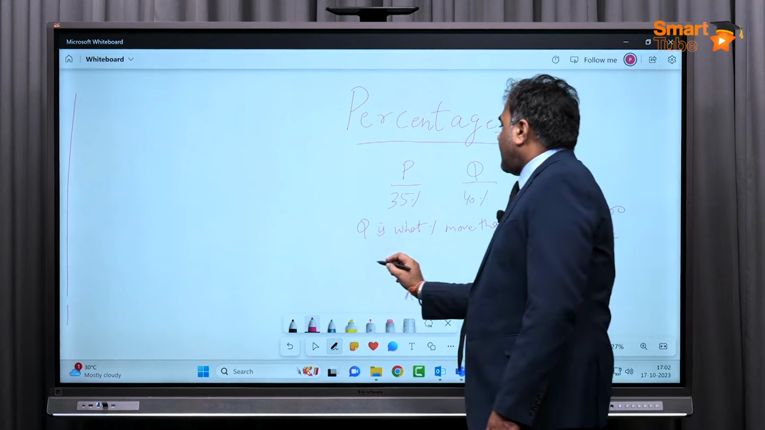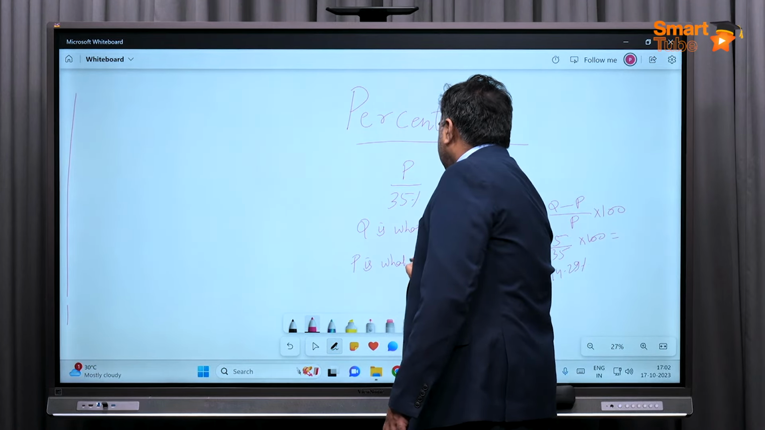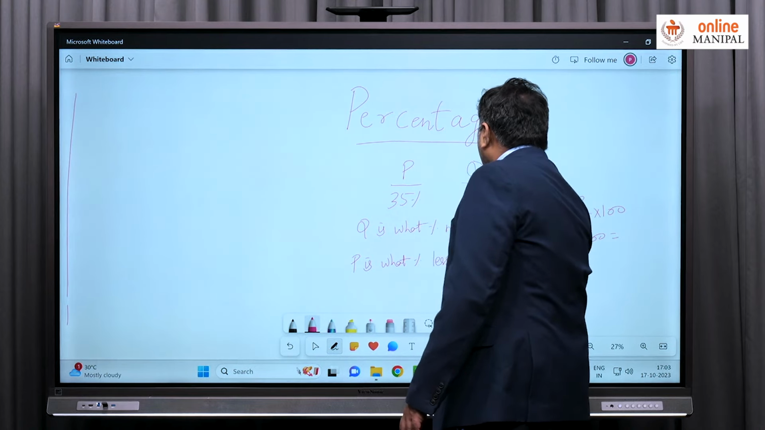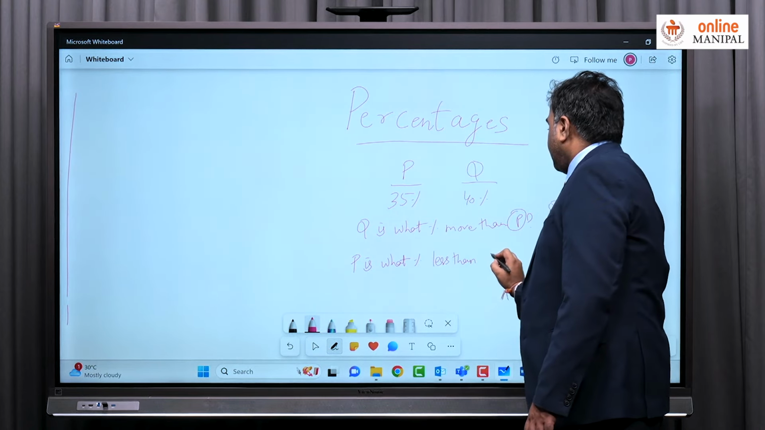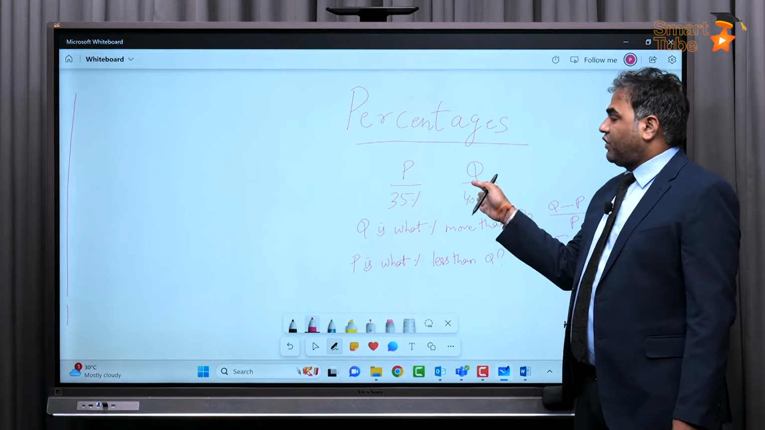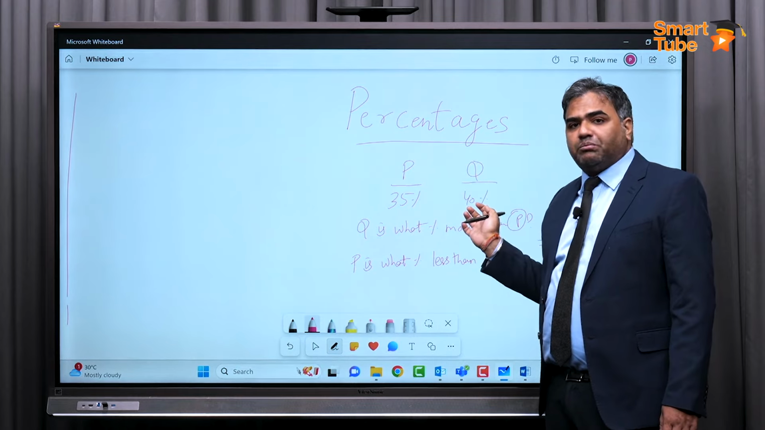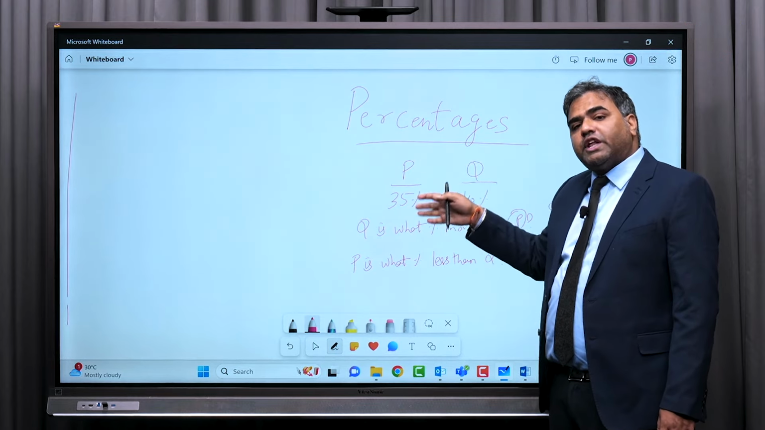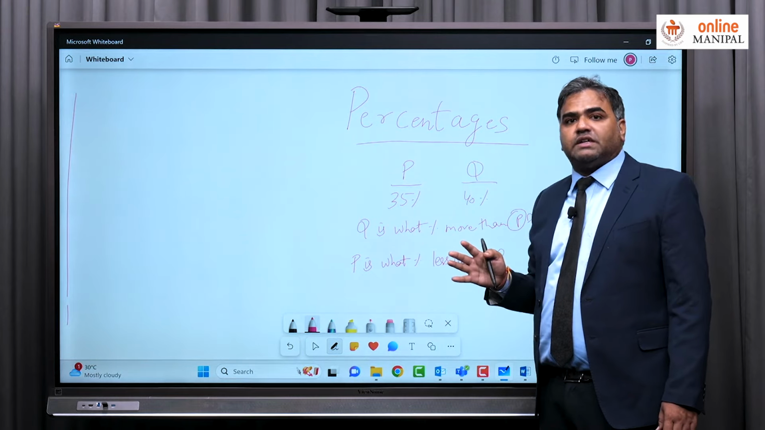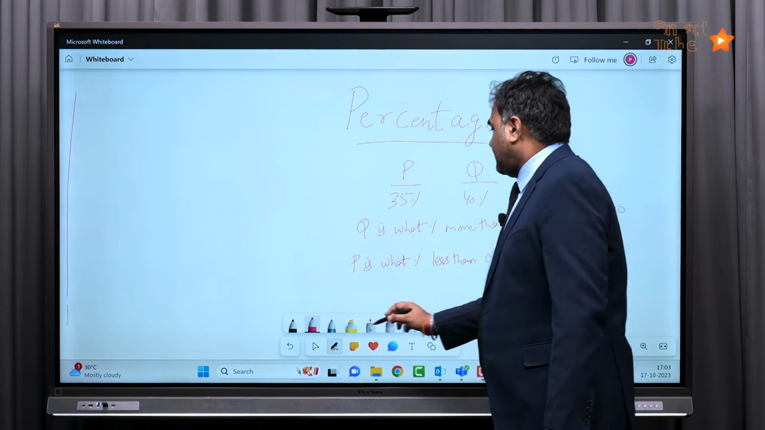Fine. Then if I ask you P is what percentage less than Q? Guys, please understand, if Q is 14.29% more than P, then P won't be 14.29% less than Q. You have to understand this very important fact in the concept of percentage. So here, P is how much percent less than Q?